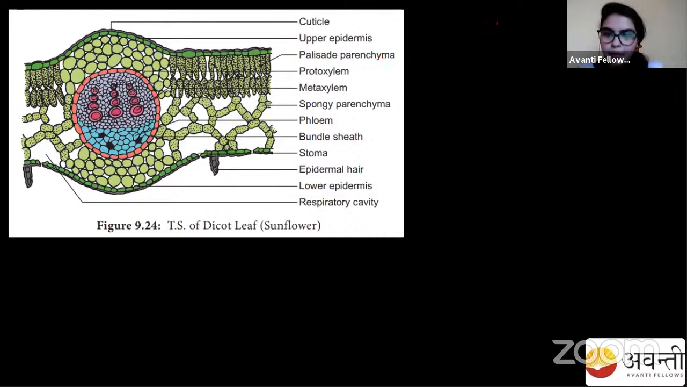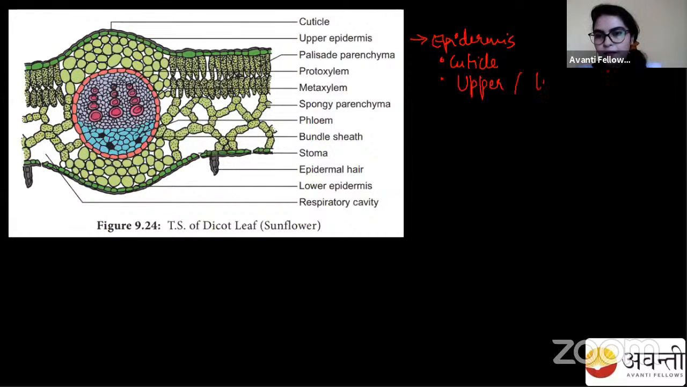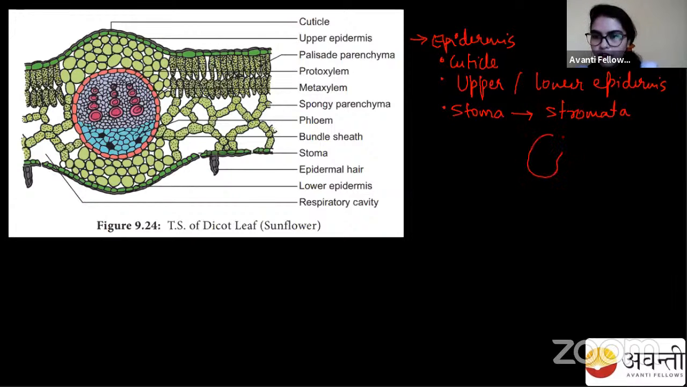Let me write here. What did we see in the epidermis? In the epidermis, there was a presence of thick cuticle, and then upper and lower epidermis. And then there is a presence of stoma. What is stoma? Stoma is nothing but the stomata; stomata or stoma both are one and the same. So what is stomata? There will be two bean shaped guard cells.